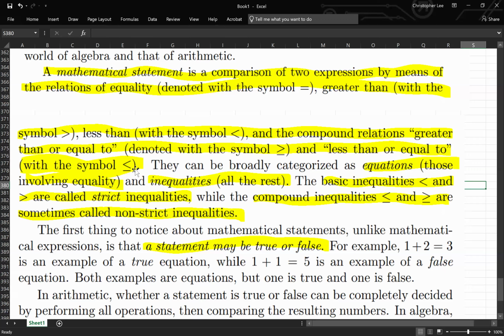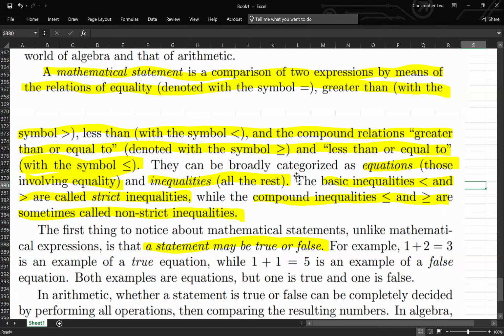They can be broadly categorized as equations, those involving equality, and inequalities are all the rest. The basic inequalities, less than and greater than, are called strict inequalities, while the compound inequalities, less than or equal to and greater than or equal to, are sometimes called non-strict inequalities. The first thing to notice about mathematical statements, unlike mathematical expressions, is that a statement may be true or false. Keep this idea in your head, true or false, right?